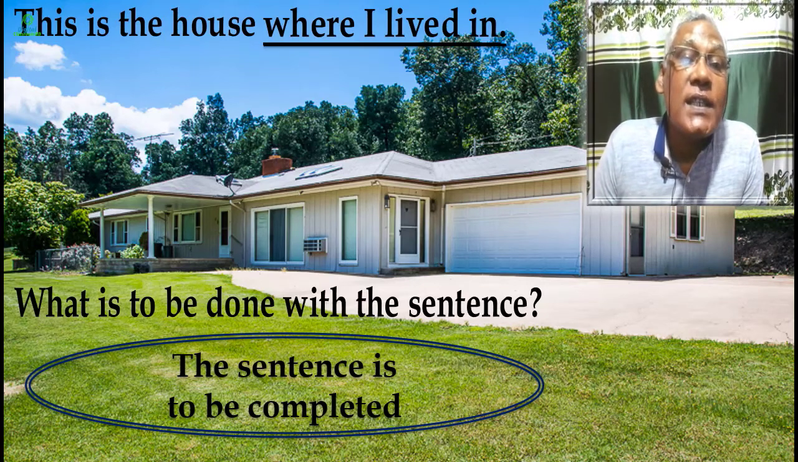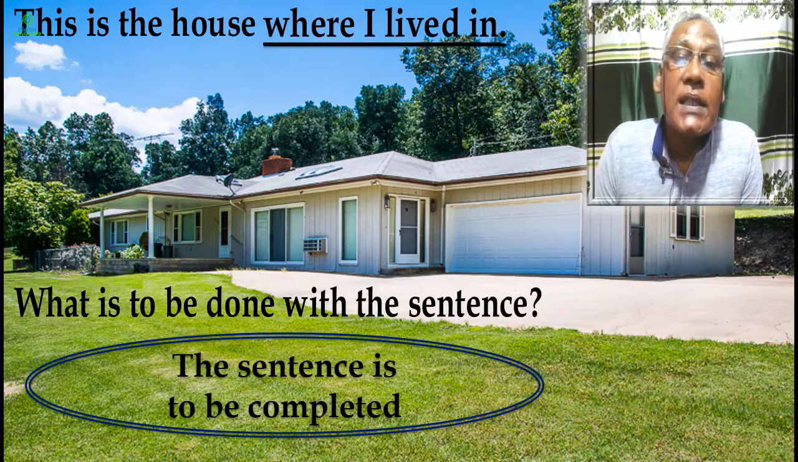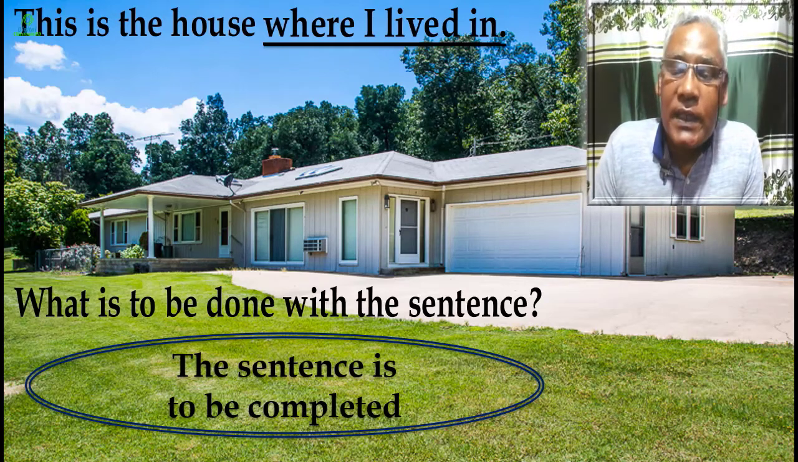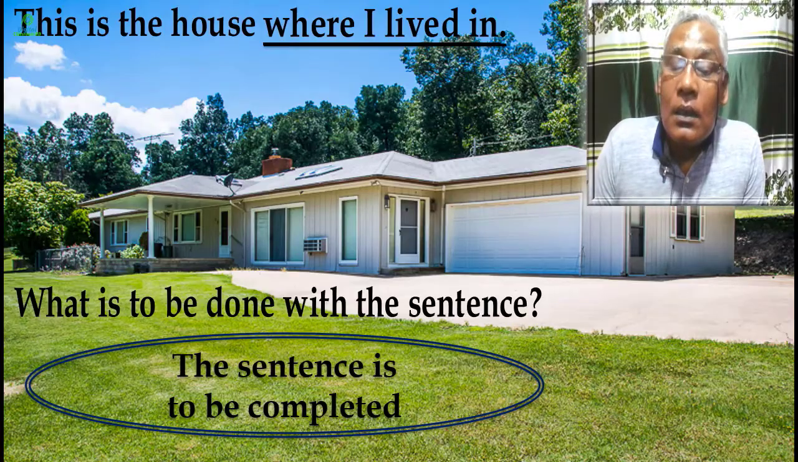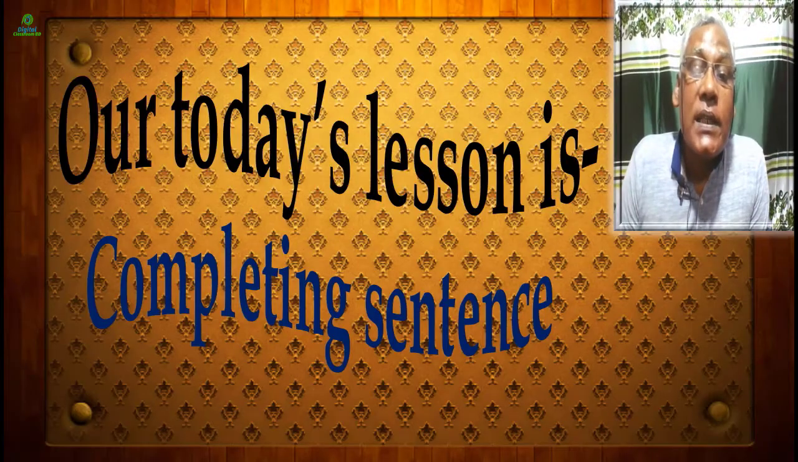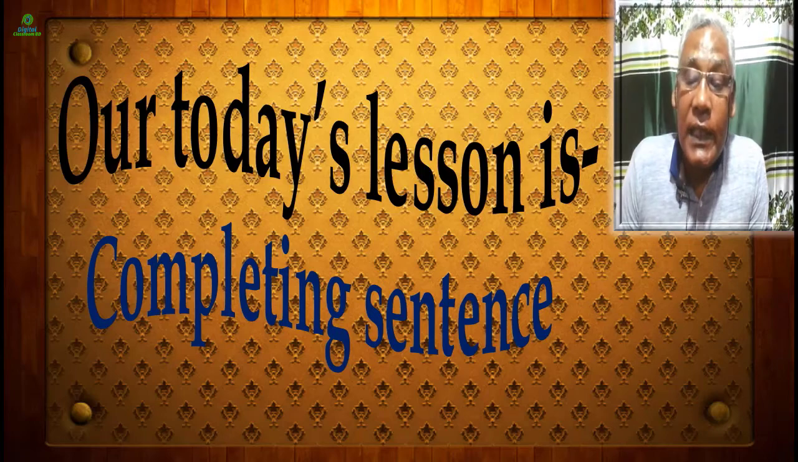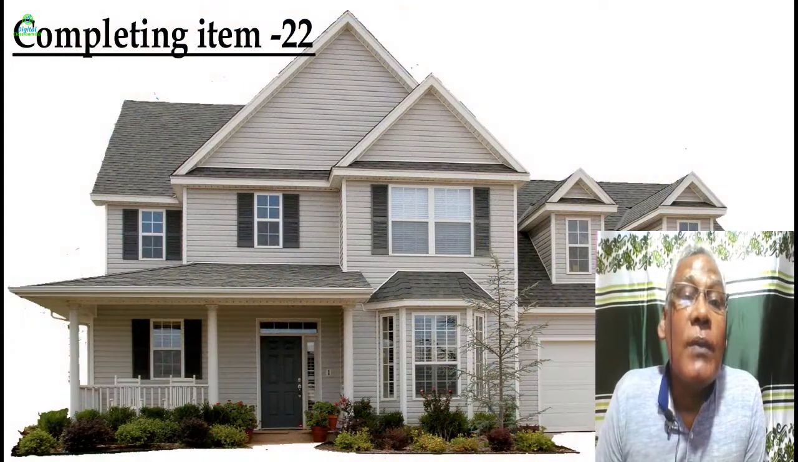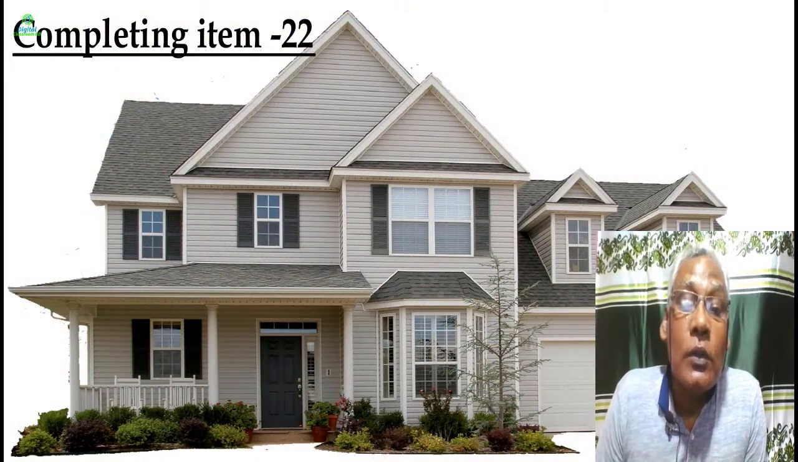There are two clauses here. This is the house clause and I lived in another clause. Where is the subordinating conjunction? So what is to be done with the sentence? The sentence is to be completed. So our today's lesson is completing sentences. It's clear to you now. Okay, so proceed on to completing item 22.